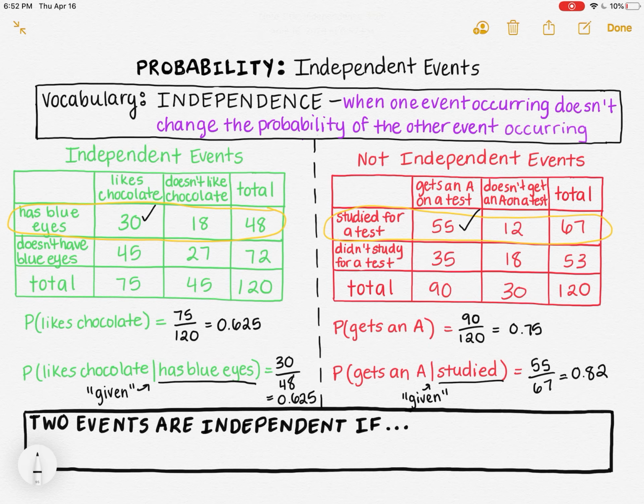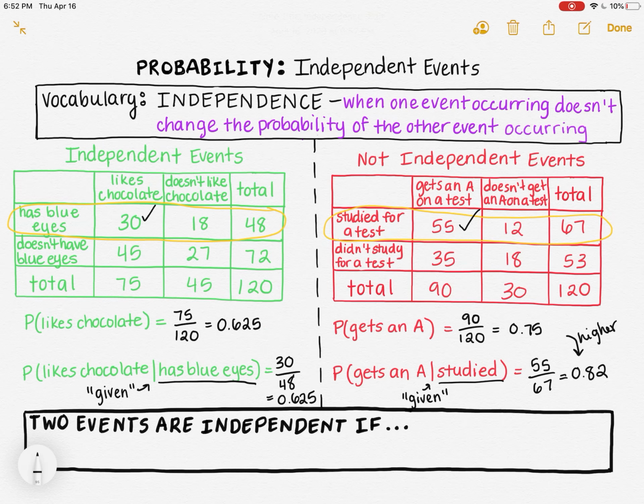All right. Now, notice that for the independent events, we got the same probability for the two questions, and for the not independent events, we got a different probability. This makes sense. Think about, first of all, the not independent events. The probability that you get an A is 0.75, but the probability that you get an A given that you studied is 0.82. It got higher. And that makes sense because most likely the people who studied are more likely to get an A because these events are not independent. They can impact one another.